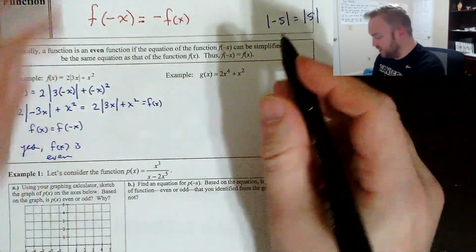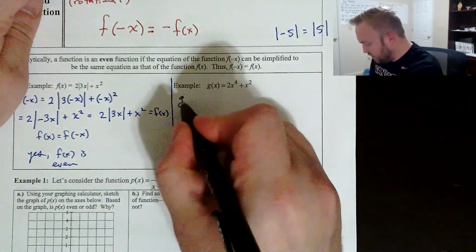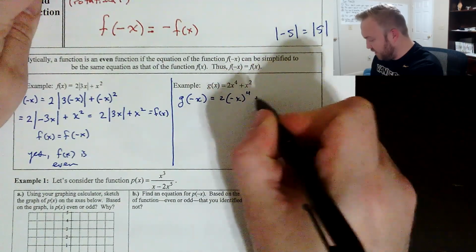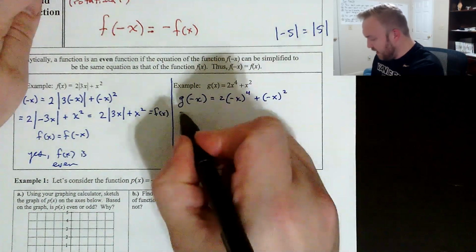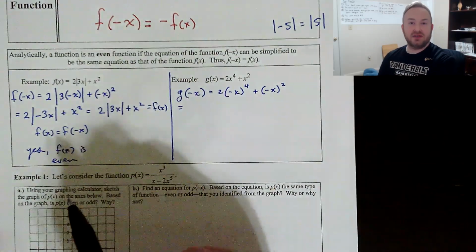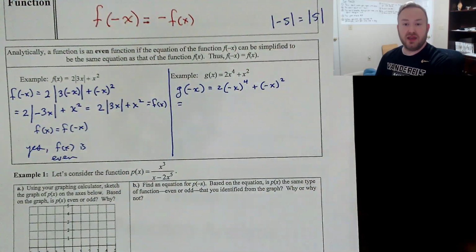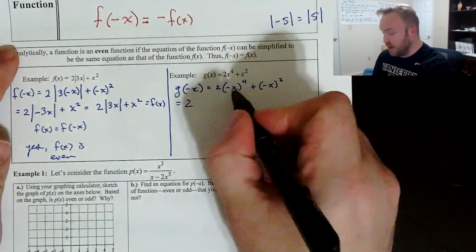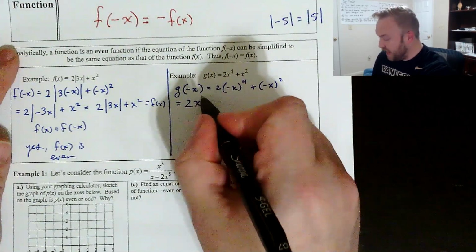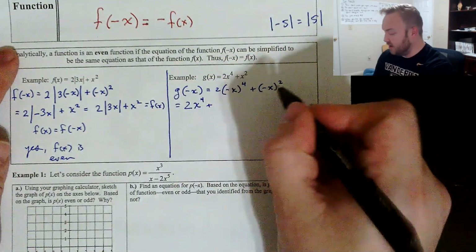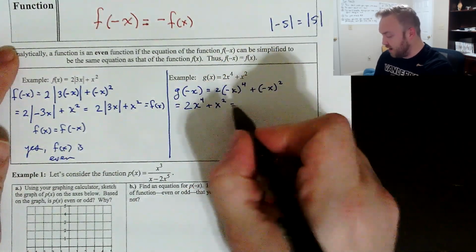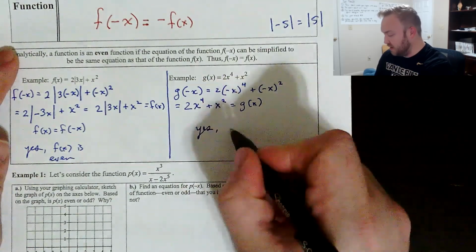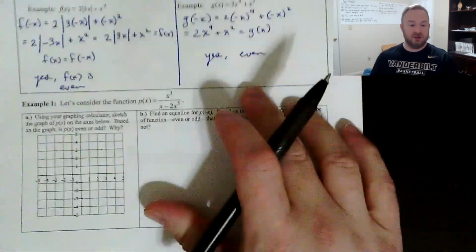Let's try it with this guy here. I think this one is a little bit more obvious, but when I find g(-x), that'll be 2 times negative x to the 4th plus negative x squared. And it's not just squaring negatives that turns things into a positive. Any even exponent will turn your negative into a positive. So negative x to the 4th is the same as positive x to the 4th. And negative x squared is the same as positive x squared. And look there, that is exactly the same as g(x). So yes, g(x) is even. There's just 2 examples there.